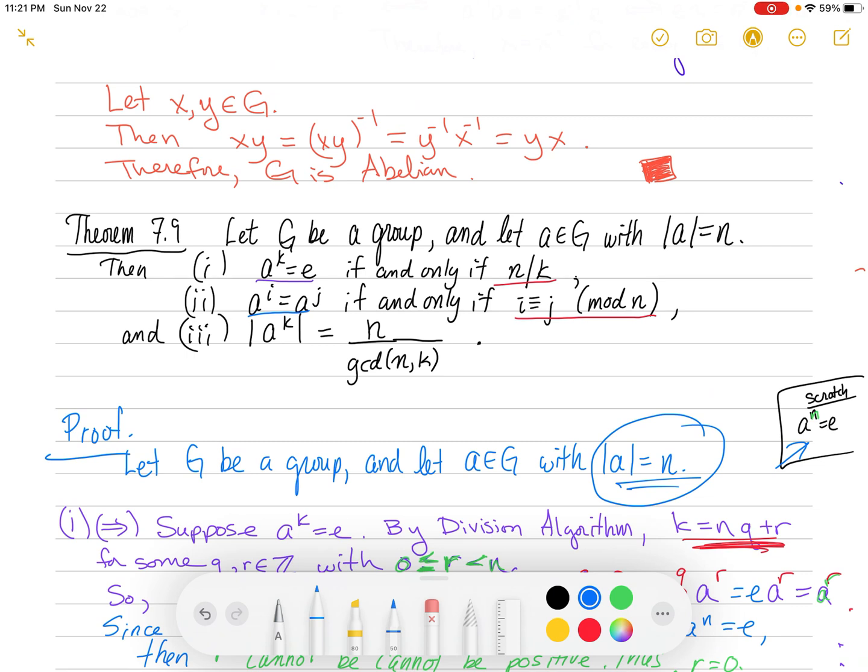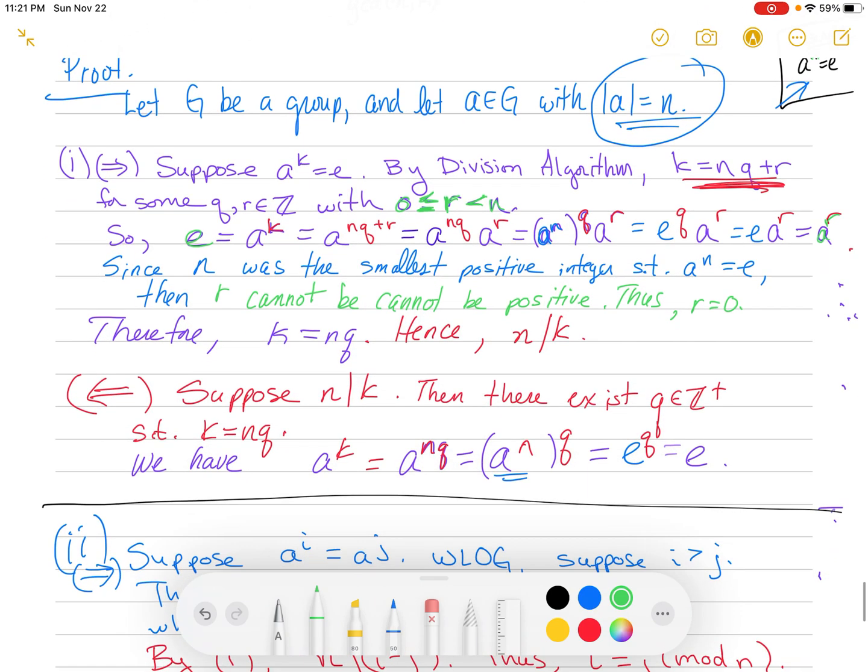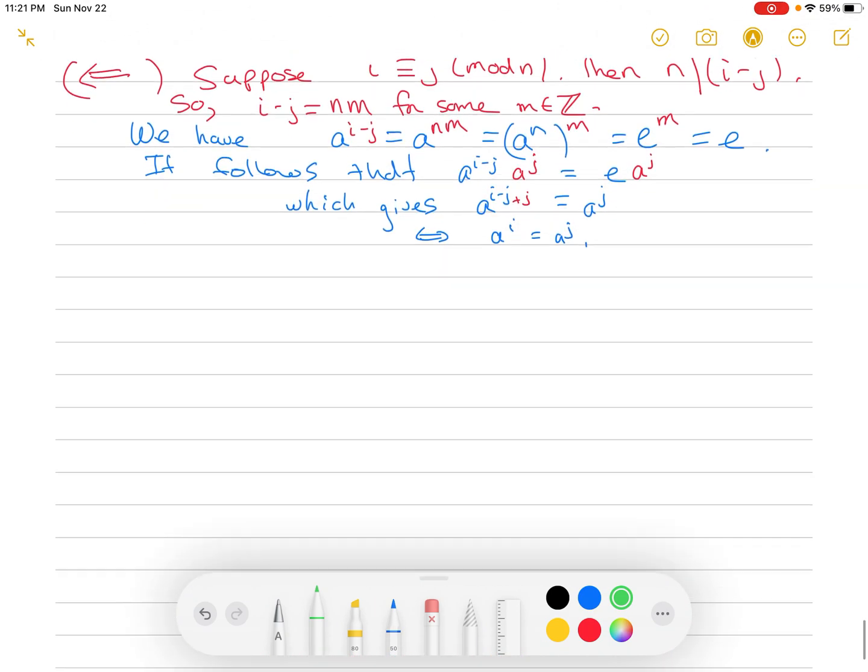So what do we want to show? We want to show here that this is not an if and only if statement like the others. We want to show that the order of a to the k, where k is a positive integer, is n divided by the greatest common divisor of n and k. This is tricky. I'm a little disappointed in the book because he didn't cover it this way. He did a more specific version of this. I did a more general version.